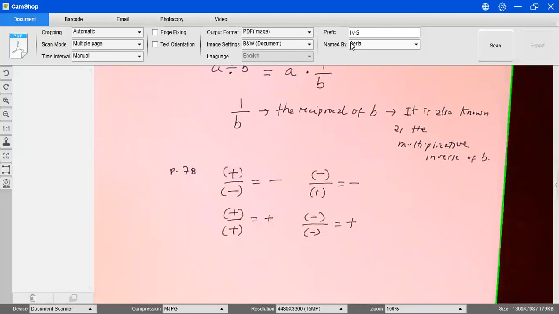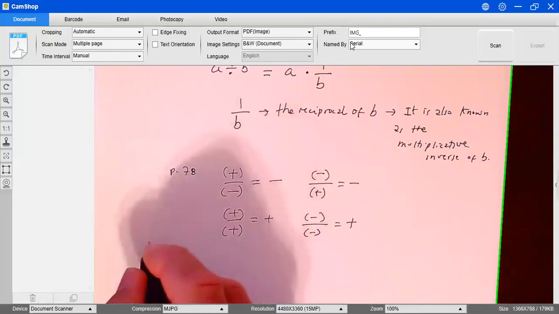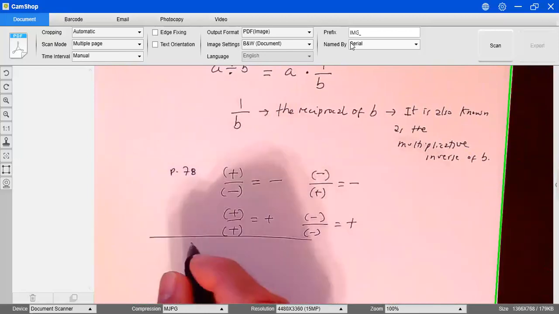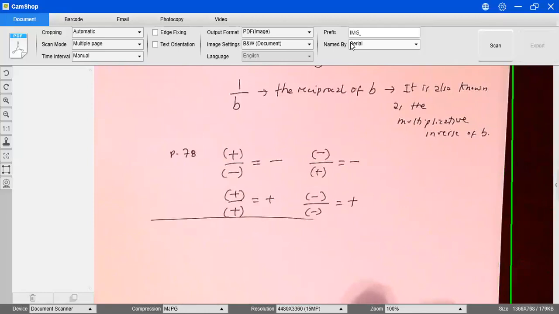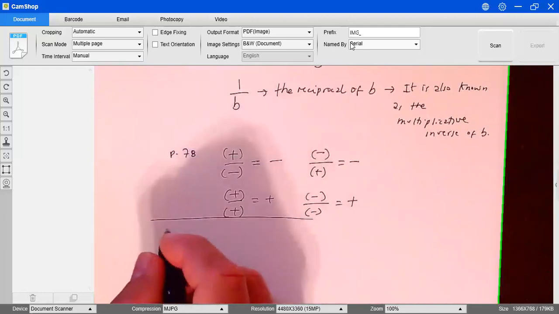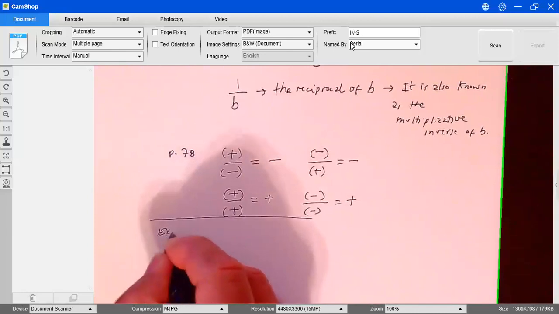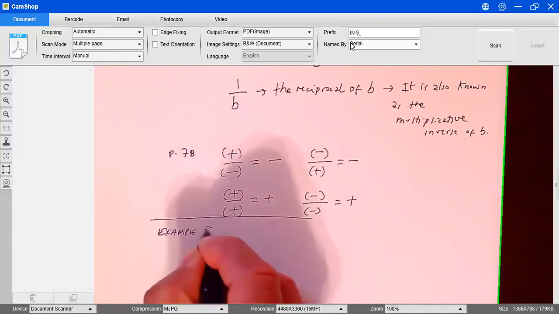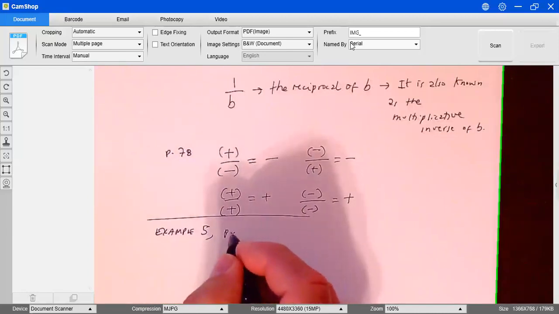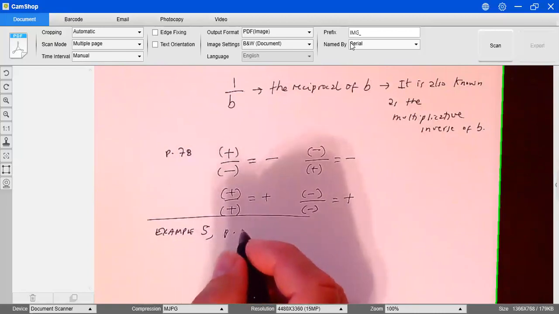So I'm just going to solve one more problem, and I'm going to assign you the problems to finish this lecture, or to finish classwork 1C. So we have example 5 on page 78.